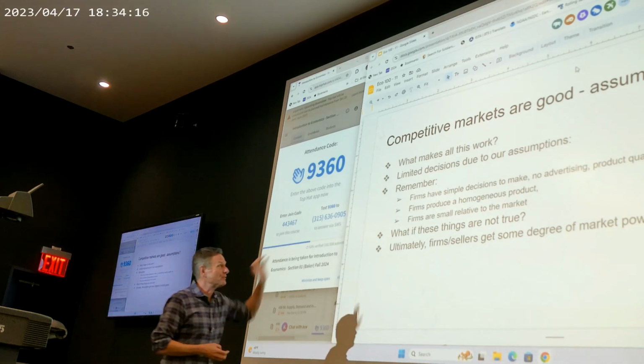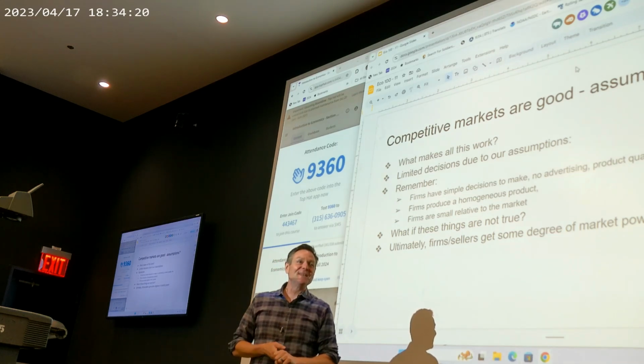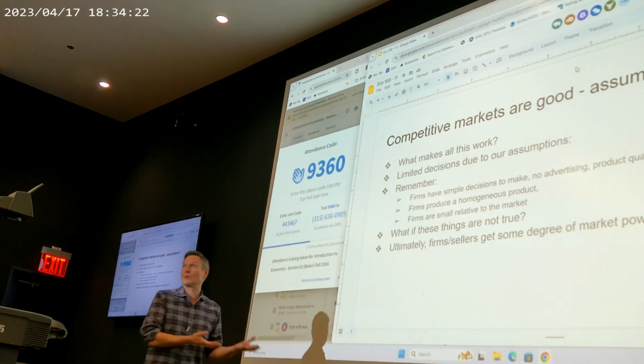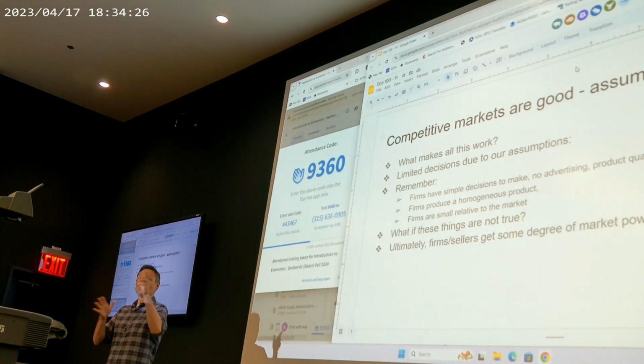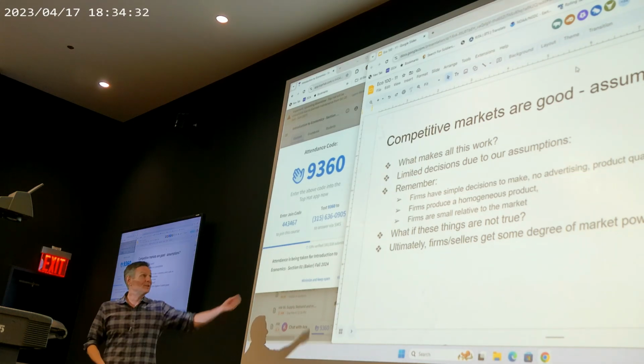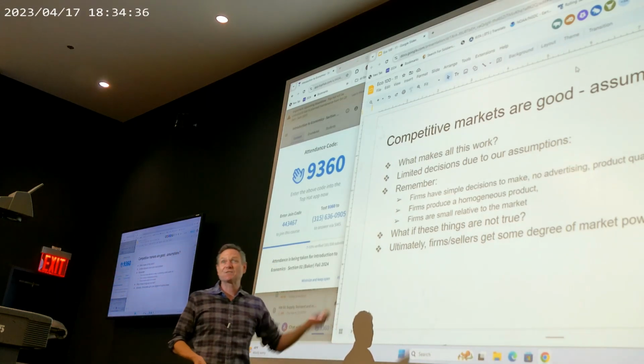We might then ask, well, what if these things are not true? And indeed, this is the way we've set up our logical experiment. We've looked at this competitive case because it's simple and we completely understand the dynamics, how it works in the short and long run. Now we can start to think about what happens when we relax these assumptions.